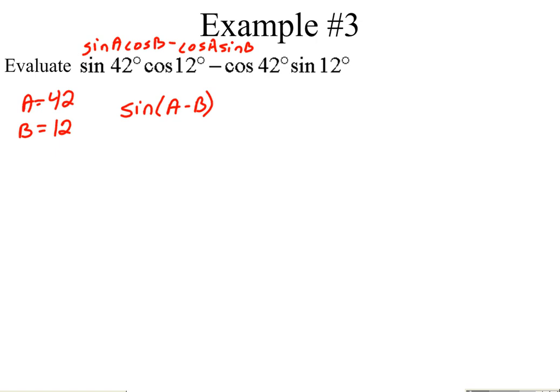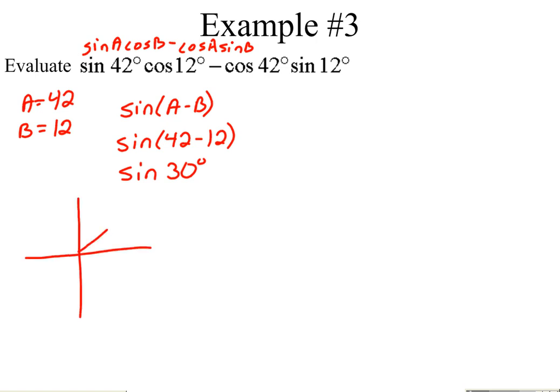What's A in this case? Well, A was 42. B is 12. So this is the same thing as just finding the sine of 30 degrees. 30 degrees, 1, root 3, and 2. What's the sine of that equal to? 1/2.